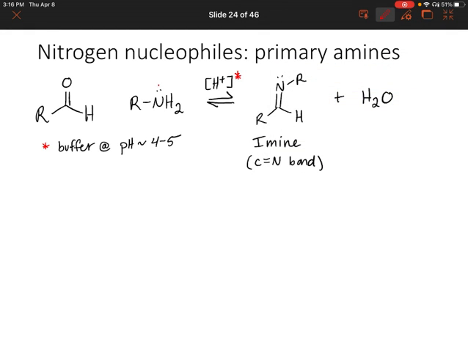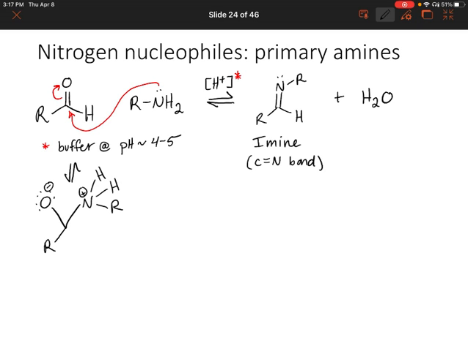So the lone pair on nitrogen is going to attack the carbonyl carbon, pushing electrons up to oxygen. So we'll end up with a negatively charged oxygen atom there, and then nitrogen is still bonded to the two hydrogens and the alkyl group, so it's positively charged.